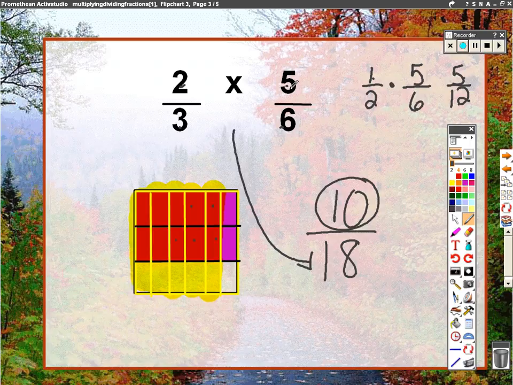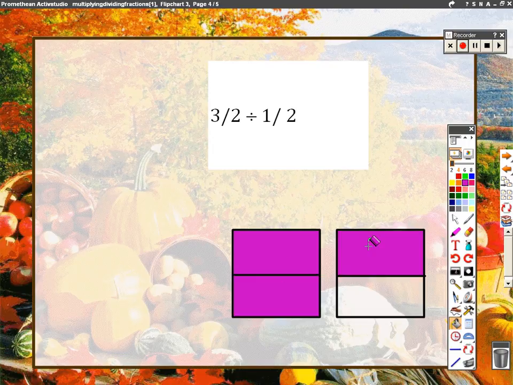Okay, let's look at another problem. Now we're getting into division. 3 halves divided by 1 half, and this is slightly different. Let me give you a visual of this. 3 halves, so I have 3 halves, and this is asking how many halves are there in 3 halves? There are 1, 2, 3. There are 3 1/2s in 3 1/2.